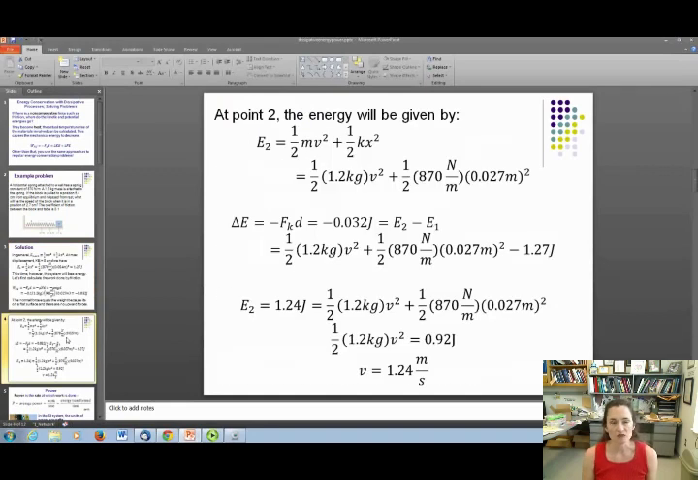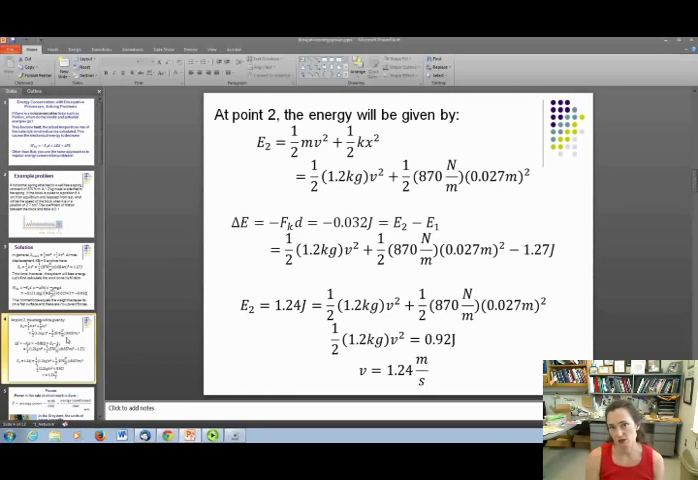Now, we need to examine what E2 is, the energy at point 2. We're going to set delta E, which is E2 minus E1, equal to that work done by friction. So we need to figure out what E2 is. It will have kinetic energy at that point because it's not at its max displacement. So my mechanical energy will be equal to 1/2 mv squared plus 1/2 kx squared.